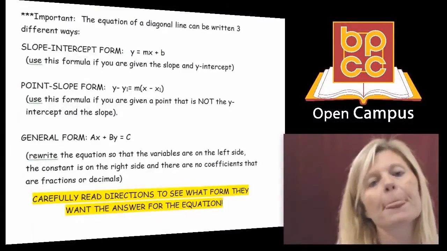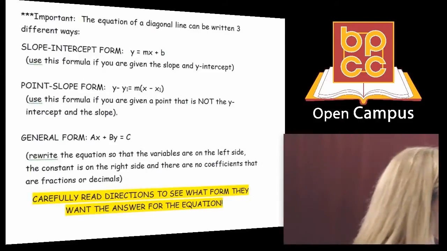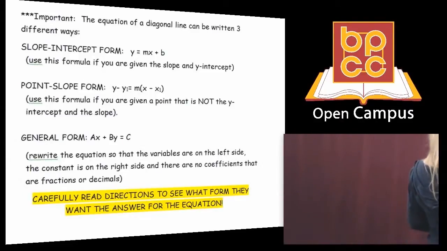So now we're here. We want to write the equation of a diagonal line. Again, I'm going to give you 2 clues, and you're going to come up with the equation. The problem with diagonal lines is there's not one way to write their equation. There are 3 ways. And we've already discussed this in this whole module.